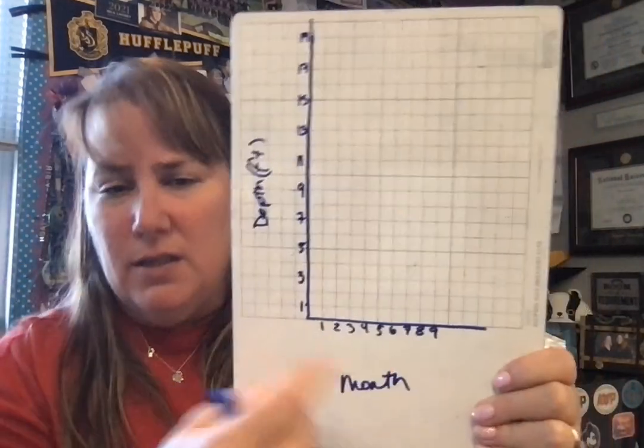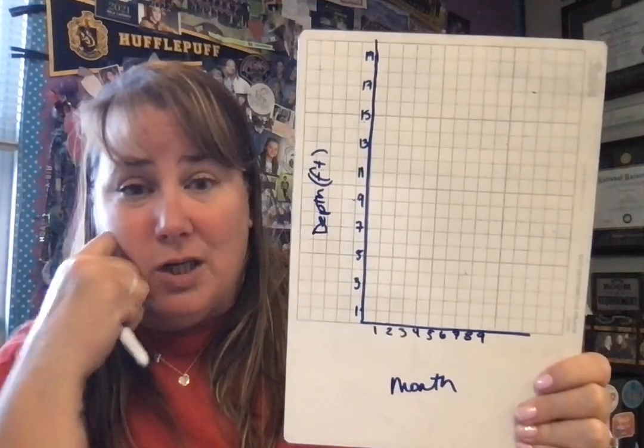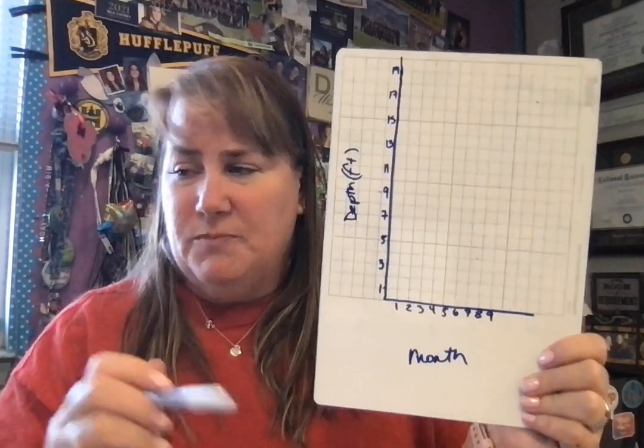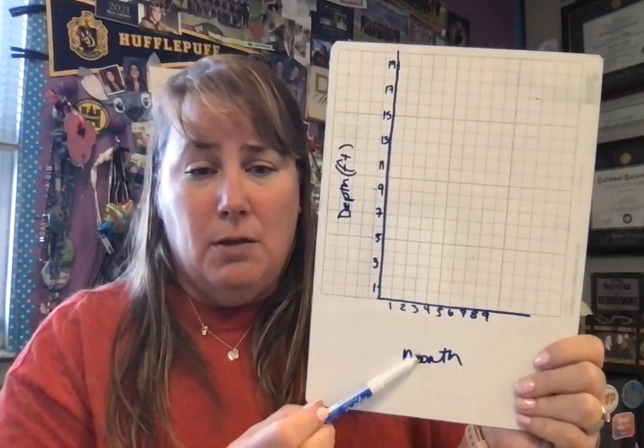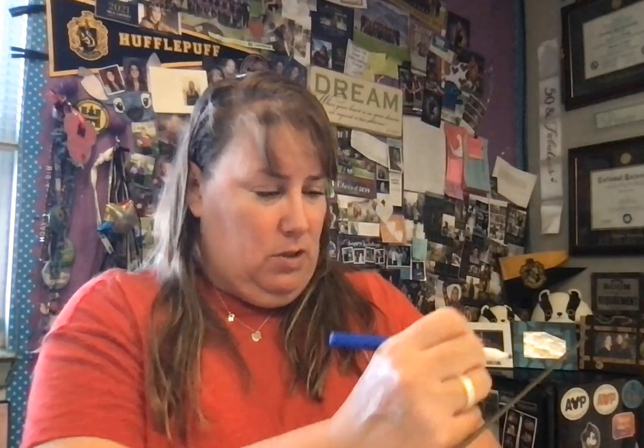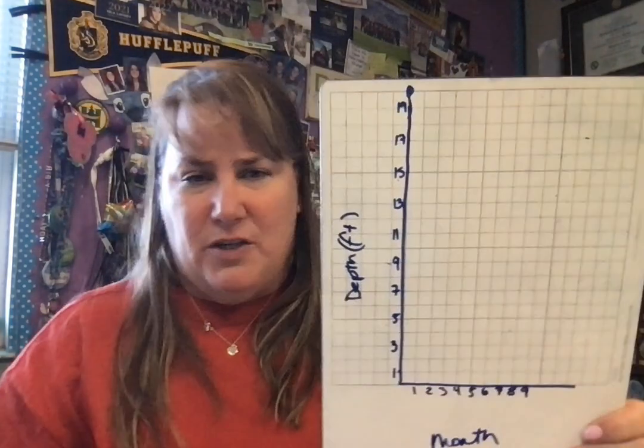So go ahead and hit pause. Go ahead and do this, but I'm going to get going on this. Once you're ready, then re-hit play. Don't forget your labels, months and depth. So we're going to plot those points. So 0, 20. So 0 all the way up there. That's your first point, 0, 20.